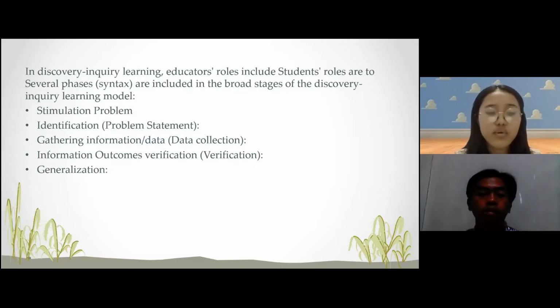The fourth one is information outcomes. The educator instructs pupils to verify the hypothesis or assertion that has been established, based on the result of processing existing data. And the last one is generalization. Based on the outcomes of verification and input from the instructor and other students, pupils form a specific conclusion or generalization.